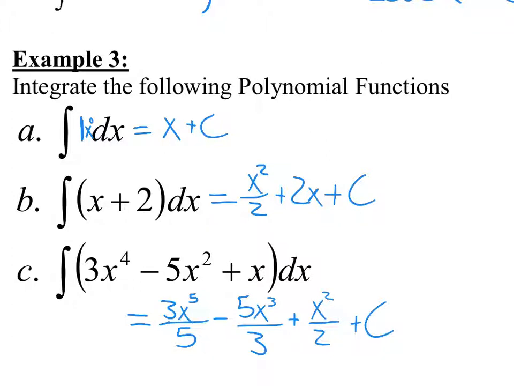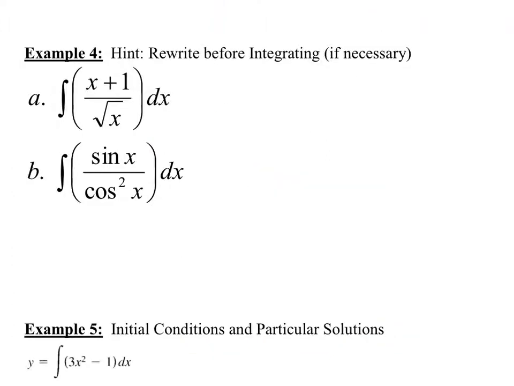Alright, so now we have these types of functions. Just like we did when we were doing derivatives, we started getting more and more complex functions. And some of these we have to simplify before we're able to take the integral. Okay? So, for a here, if I'm doing the integral of x plus 1 over radical x dx, how am I going to get that in a form that I can take the antiderivative of?